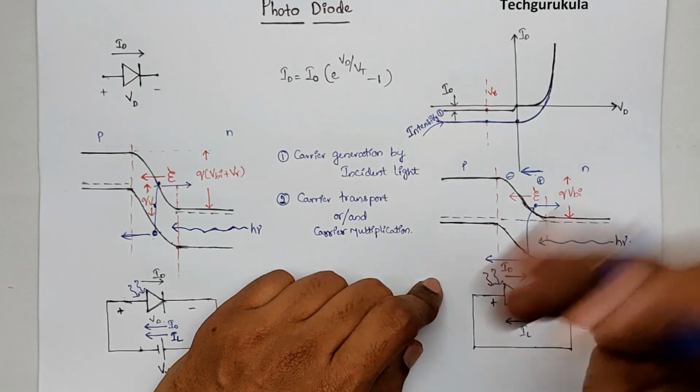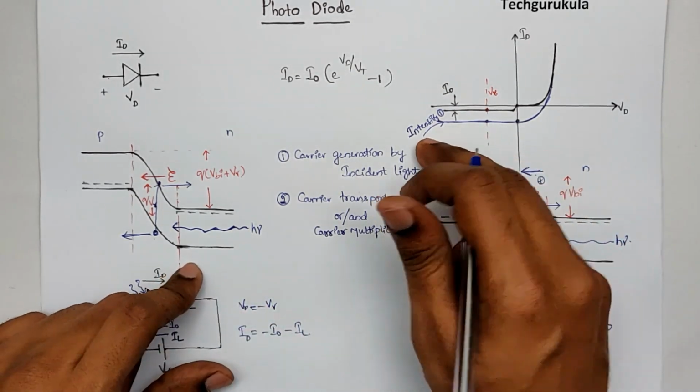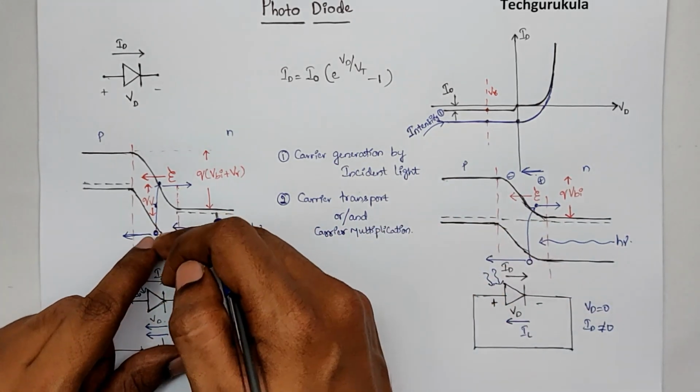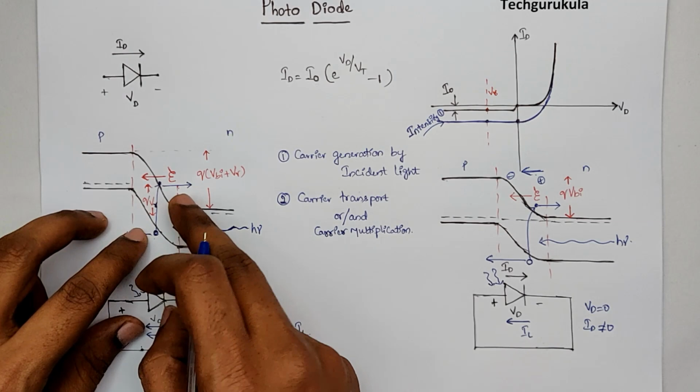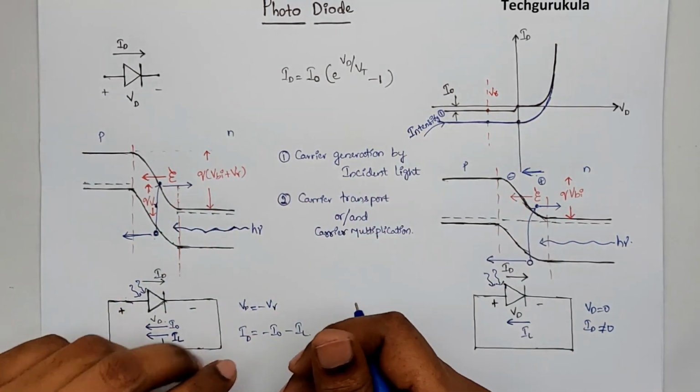Now, let's say we increase the intensity. What happens? When we increase the intensity, the number of photons coming per unit time would be higher, which means the number of electron hole pairs generated would be higher, which means the number of carriers collected at the two terminals would be higher, which means the current would be higher.